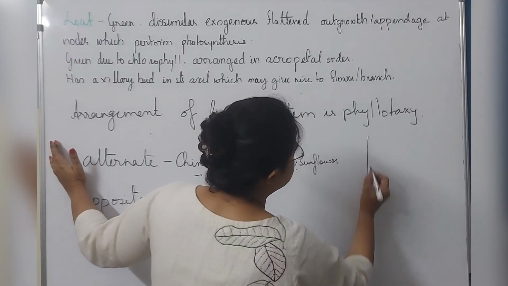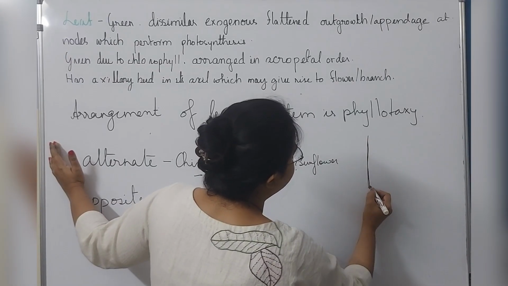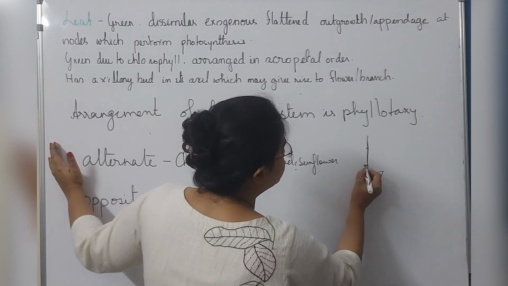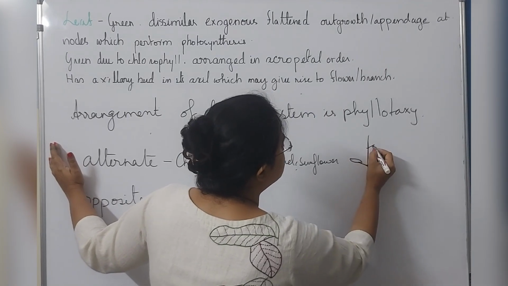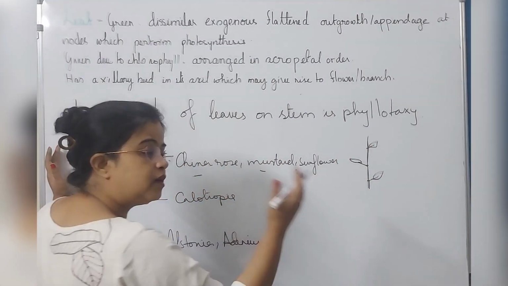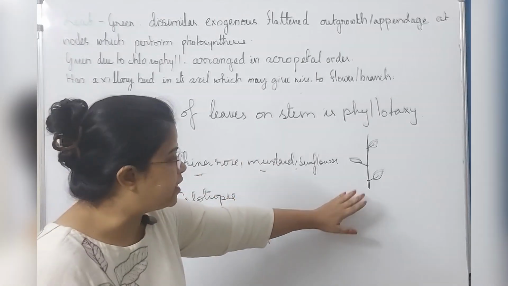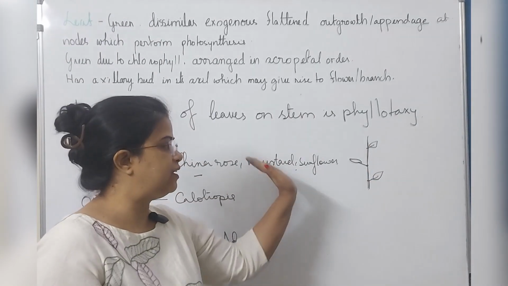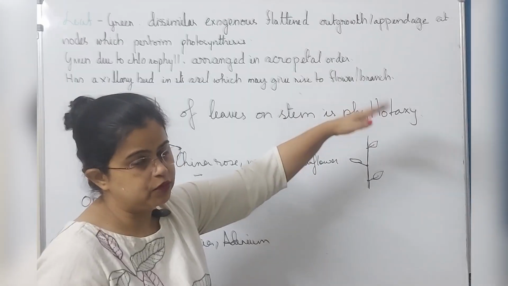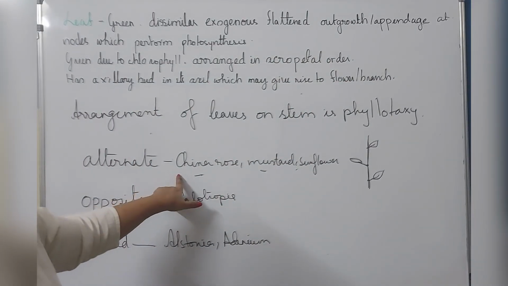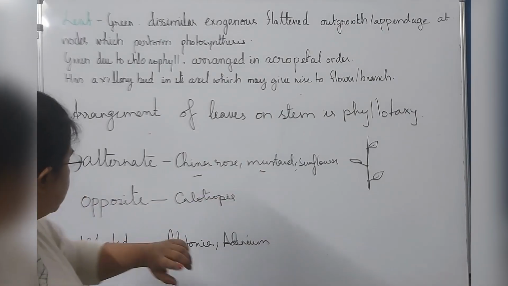Alternate means what? ये stem है. These are the nodes, right? एक one leaf from each node, and in opposite direction at successive nodes. उसको alternate बोलते हैं. एक बार यहाँ alternatively इधर, फिर alternatively उधर. Okay, that is alternate. यहाँ देखने को मिलता है. China rose, mustard and sunflower.